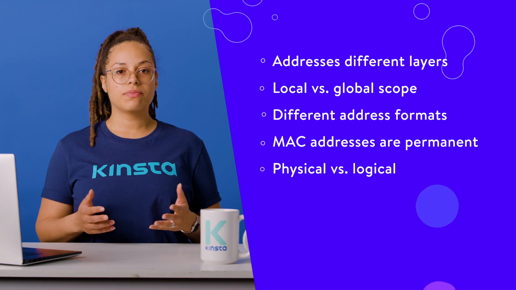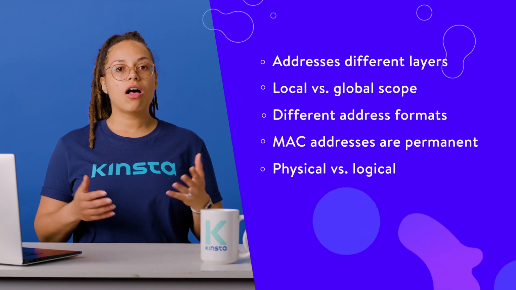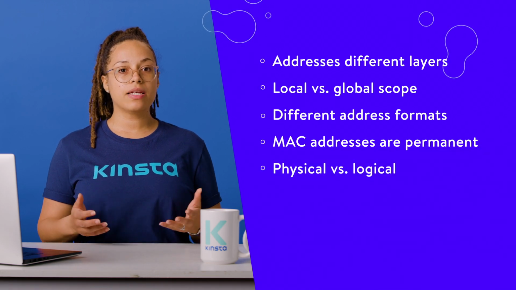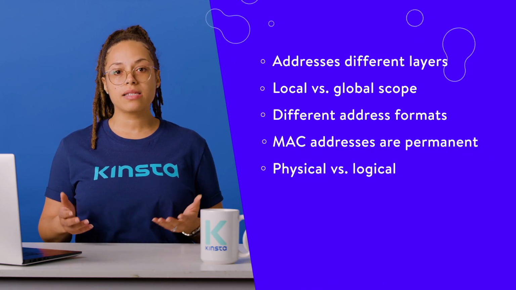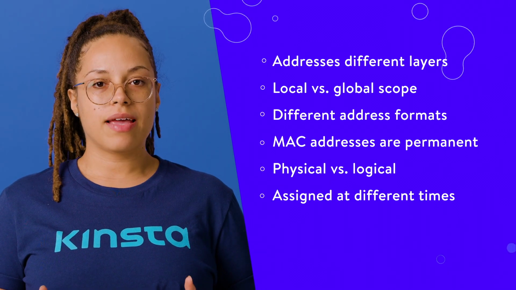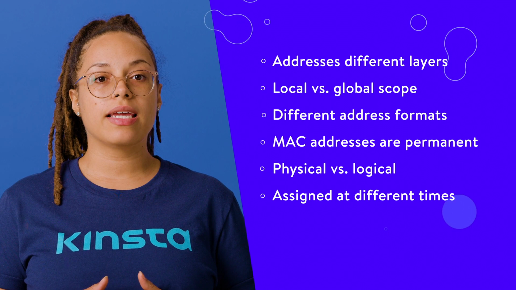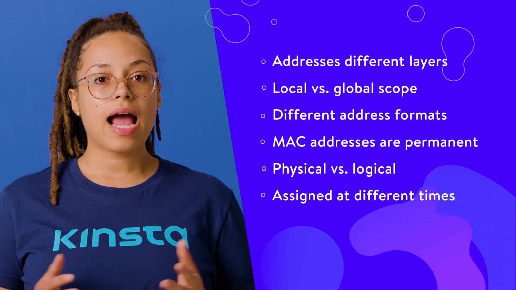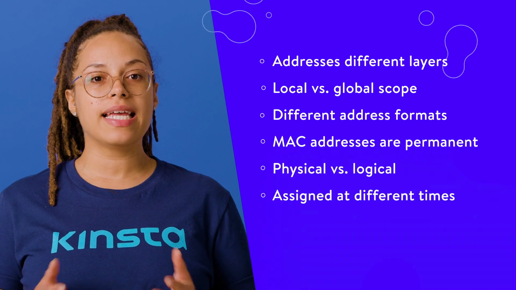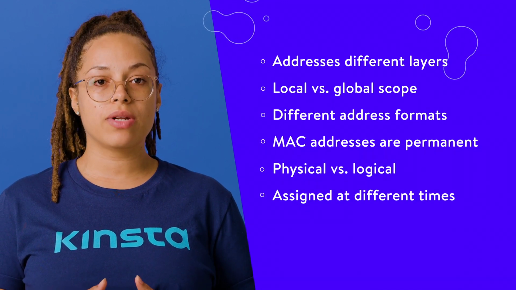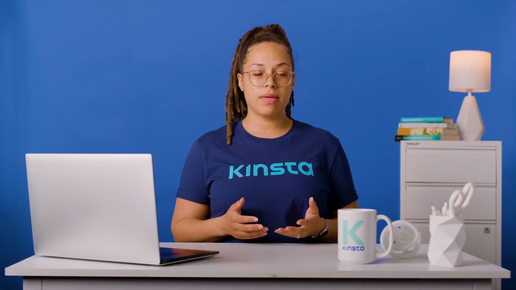Physical versus logical. A MAC address is also known as a physical address or hardware address, while IP addresses are sometimes, but not as commonly, known as logical addresses, assigned at different times. As mentioned previously, MAC addresses are assigned once at the time of manufacture. IP addresses can then be assigned any number of times afterward, for as many times as the device connects to a network. So where does ARP come in?